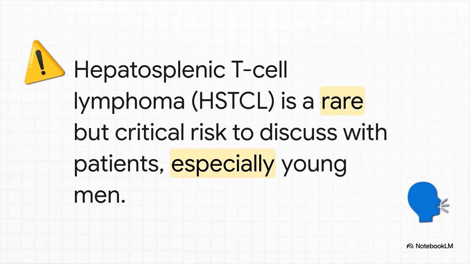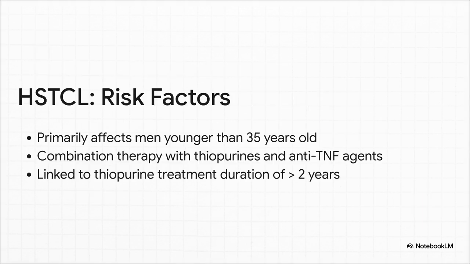Okay, so checking metabolites helps us manage common problems like toxicity. But there's another risk we have to talk about. It's much, much rarer, but it's also incredibly serious. This is something you won't see on the labs, but you absolutely have to know about it so you can have a proper informed consent discussion with your patient. We're talking about hepatosplenic T-cell lymphoma, or HSTCL. It's a very aggressive and almost always fatal type of cancer.